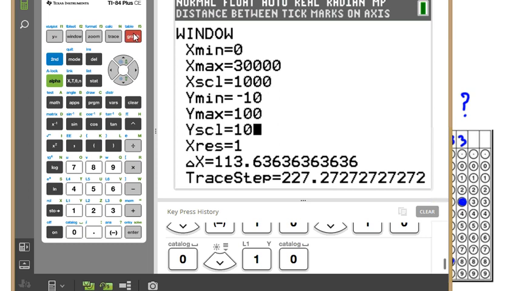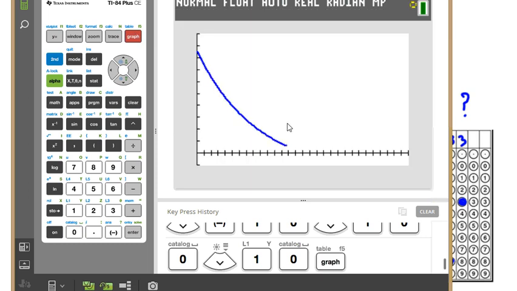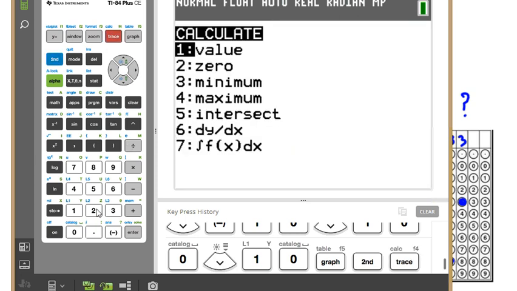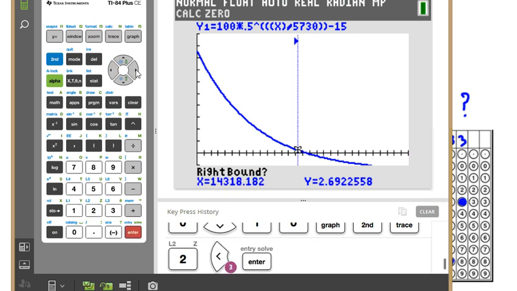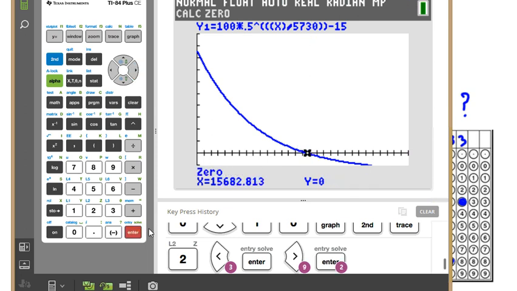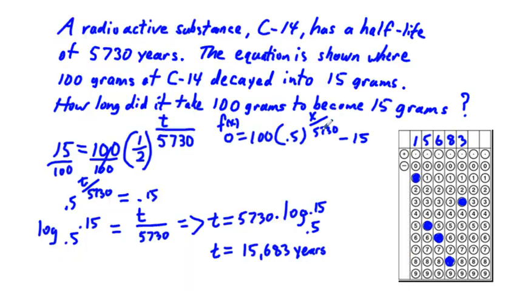Okay, with graph, we're going to see where the thing crosses the x-axis. So second, trace, 0. When we have left bound, go to the left, press enter. There's right bound, go to the right, press enter, enter once more. We get 15,683. So that's solving by graphing.